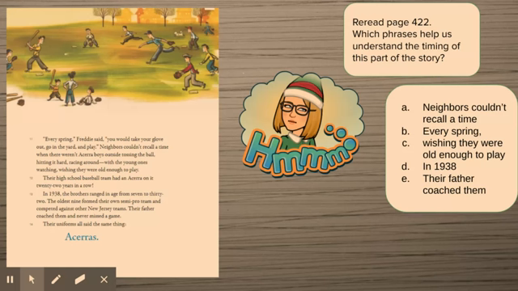The oldest 9 formed their own semi-pro team and competed against other New Jersey teams. The father coached them and never missed a game. Their uniforms all said the same thing, a Sarah's.